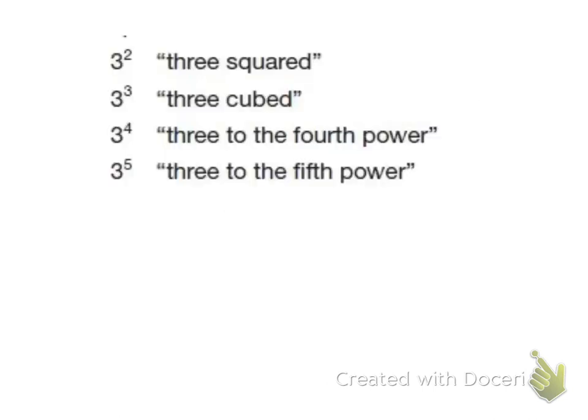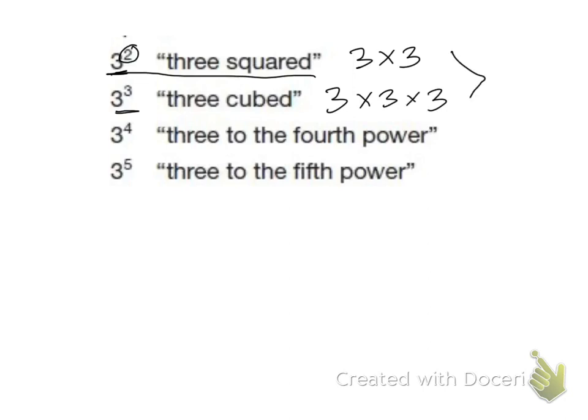For example, we have special names for some of these. So this would read as 3 squared. 3 squared is the same as 3 times 3 because the exponent tells us how many times we multiply the base by itself. 3 cubed would be 3 times 3 times 3. Now, squared and cubed are the only ones that have special names. We have 3 squared because this has reference to area, and 3 cubed has reference to volume, which we'll be talking about later.